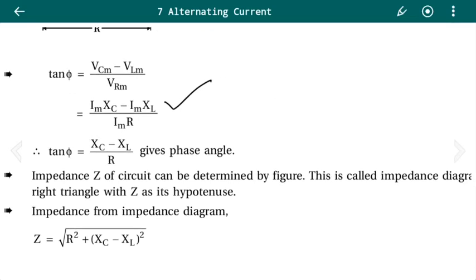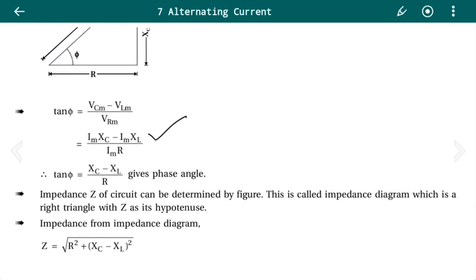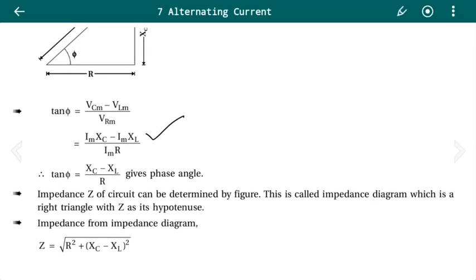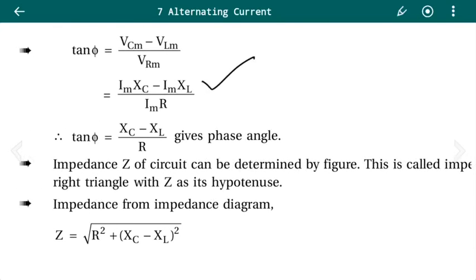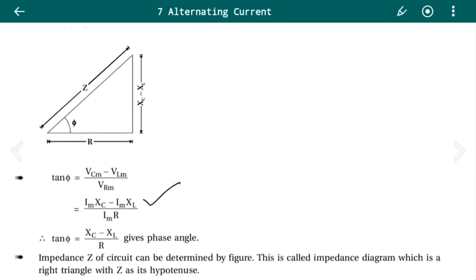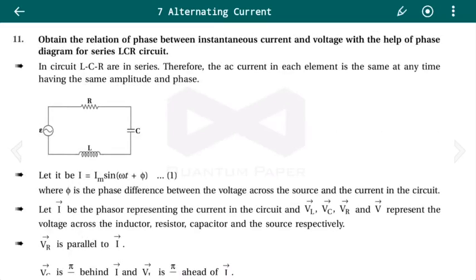Impedance Z of the circuit can be determined from the figure. This is called the impedance diagram, which is a right triangle with Z as its hypotenuse. Impedance from the impedance diagram, that is Z equals under root R square plus Xc minus XL whole square. So students, you may note down this theory.